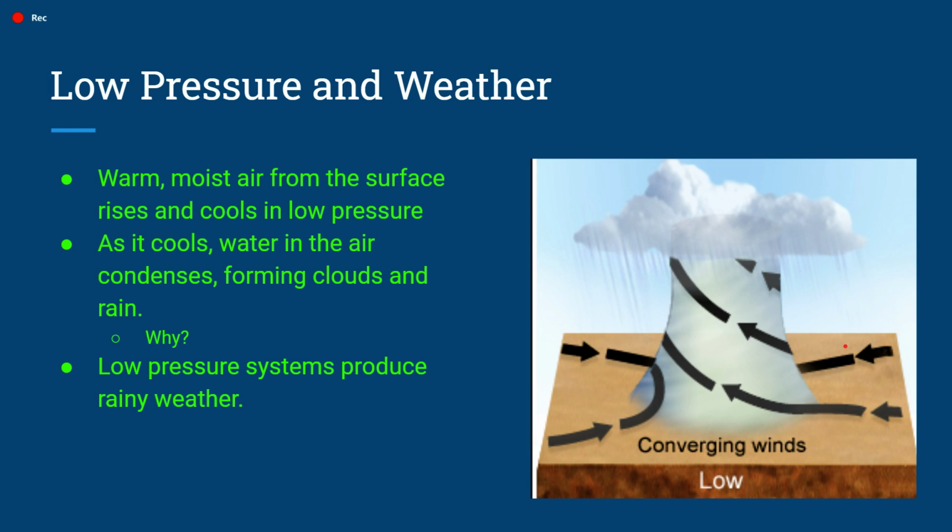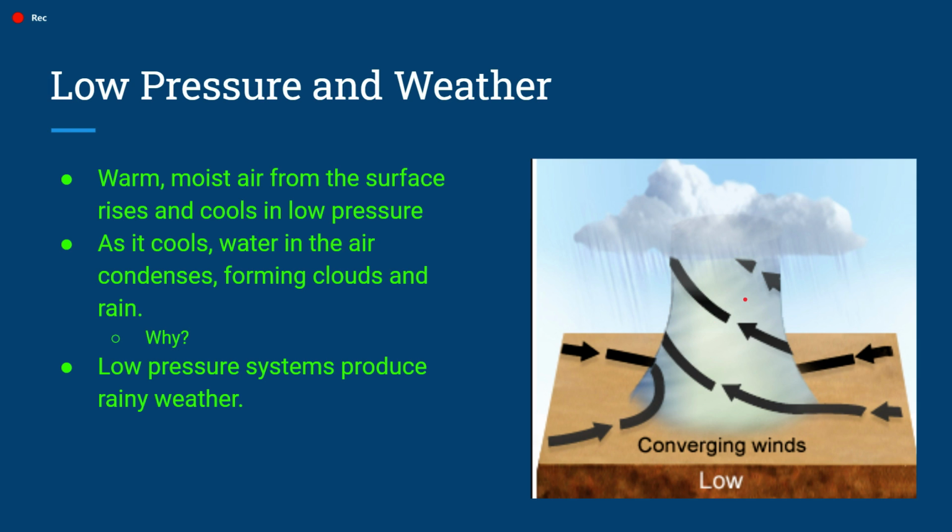All right, so low pressure and weather. In a low pressure system, warm, moist air from the surface rises and cools. Remember, this is most likely coming from higher pressure that has brought cooler air down to the surface and is pulling it towards the low pressure system. And as it warms and collects moisture, as we mentioned with high pressure air masses, it goes to the center of low pressure and begins to rise. And as it rises, remember, air begins to cool.